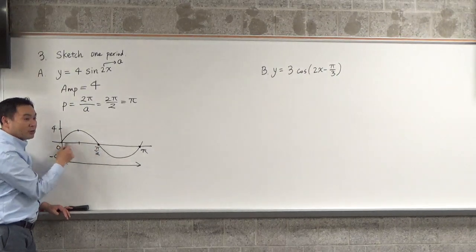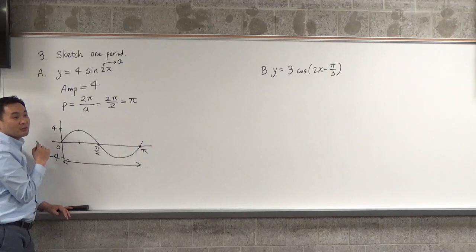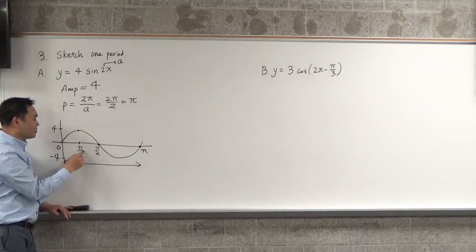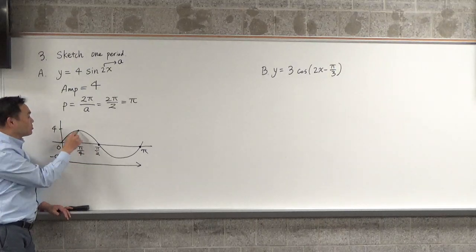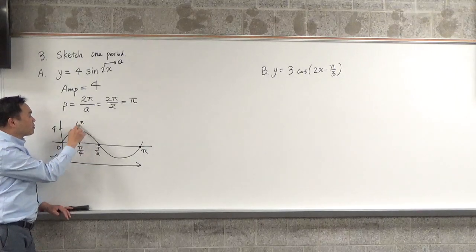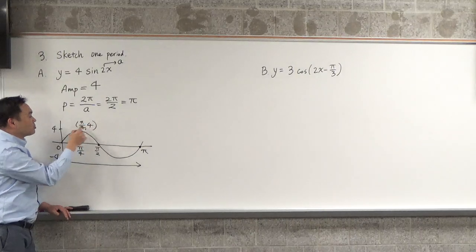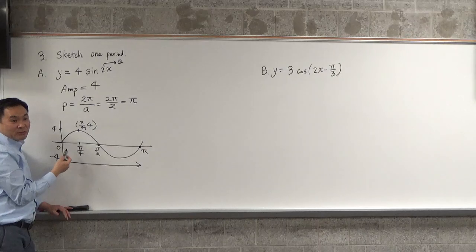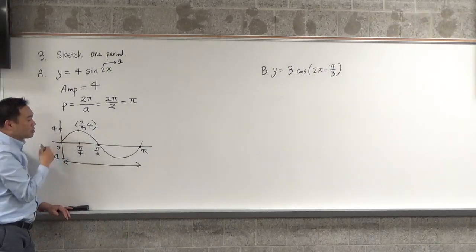Okay, what about this point? There'll again be a midpoint, right? So what would this point be? Pi over 4, right? So this point will be pi over 4 comma 4. So that could be a question: find the coordinates of the maximum point. Okay? So that could be a question.